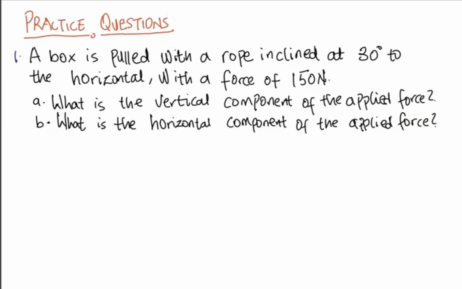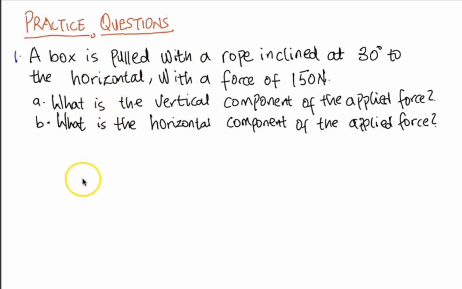In this section, we are going to solve some practice questions. And the first question is, a box is pulled with a rope inclined at 30 degrees to the horizontal with a force of 150 Newton. The first part of the question is, what is the vertical component of the applied force? The second part is, what is the horizontal component of that same applied force?